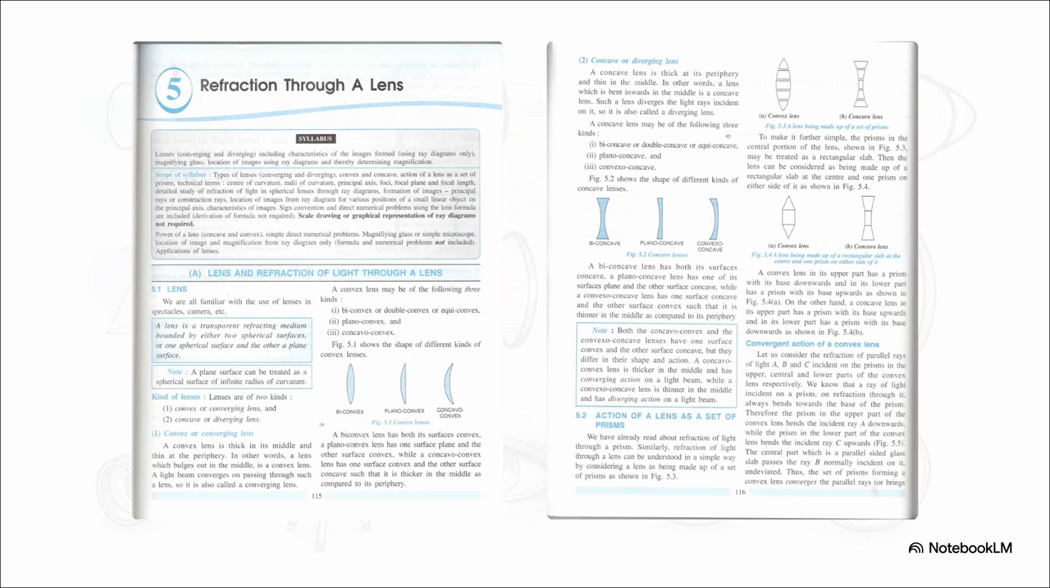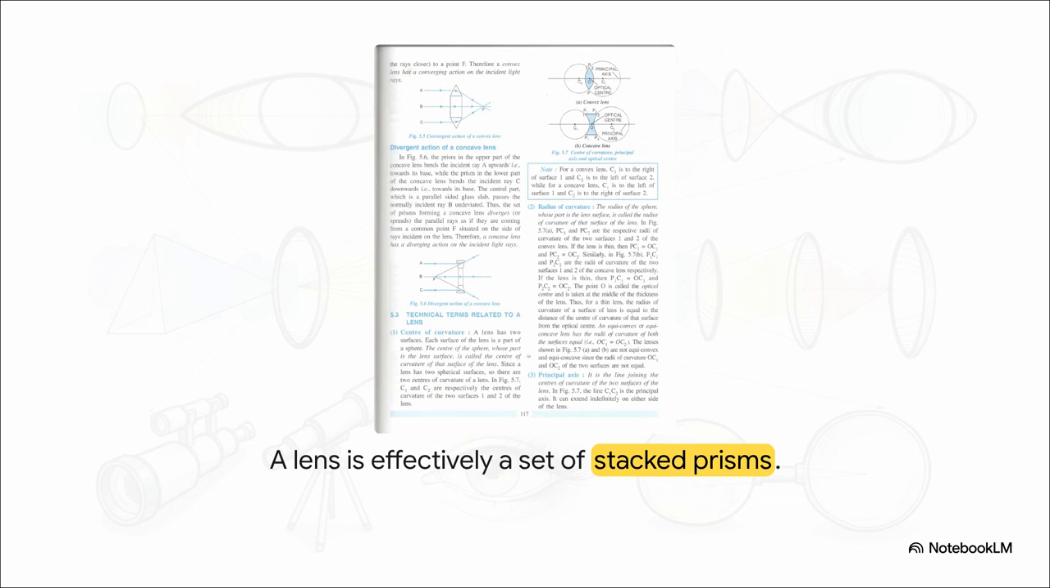Because of this shape, a convex lens brings light rays together, making it a converging lens. The concave lens, on the other hand, spreads light out, which makes it a diverging lens. To really grasp why they do that, you can actually picture any lens as a set of stacked prisms, with a rectangular slab right in the very center.